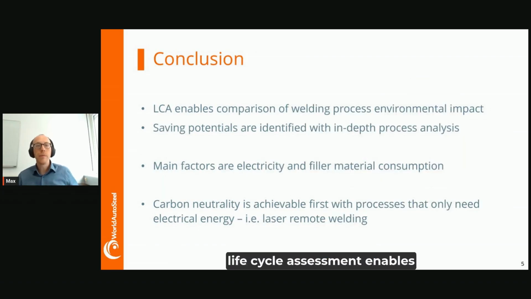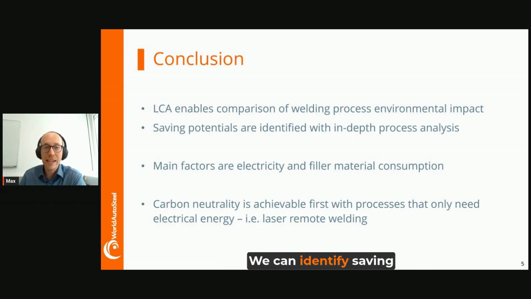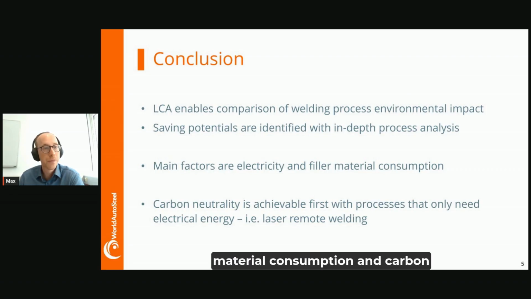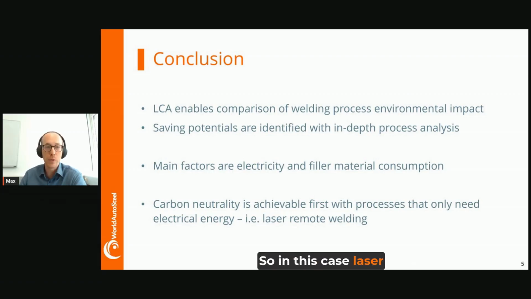So in conclusion, life cycle assessment enables the comparison of welding process environmental impacts. We can identify saving potentials because we have hard numbers and solid data, so we can compare and therefore also find out where to optimize a certain process. The main contributing factors are electricity and filler material consumption, and carbon neutrality is achieved most easily with a process that doesn't use any additional material. So in this case, laser remote welding.